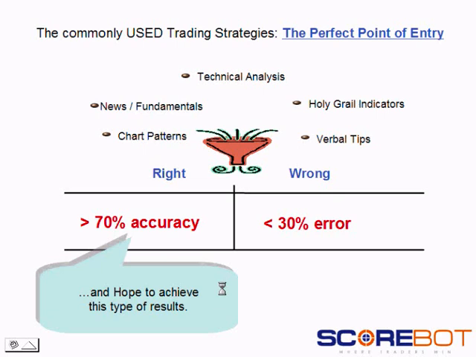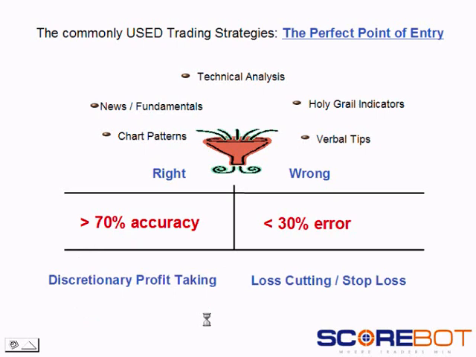Now let's look at how a commonly used trading strategies that is looking for a perfect point of entry. It can be from technical analysis, it can be from some indicators, tips, chart patterns, candlestick patterns, or anything. Now once you filter all these indicators and make a decision to place an entry, basically you have two fate. It's either right or wrong. So a very good point of entry should give you more than 70% of accuracy or less than 30% of error. And of course, after placing the entry, you hope to achieve this type of results consistently.